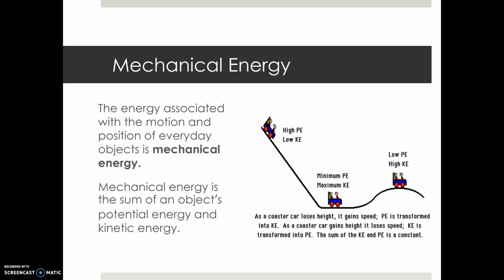We also call mechanical energy the sum of an object's potential energy and kinetic energy. So anytime that you add together your potential energy and your kinetic energy, you will get your mechanical energy. You can also use that amount to find either your potential or your kinetic energy. If you were to take the mechanical energy and subtract your potential, you would get your kinetic, and vice versa. So mechanical energy is super helpful in identifying either potential or kinetic energy, or relating those two together.